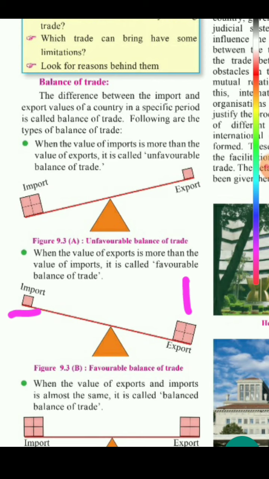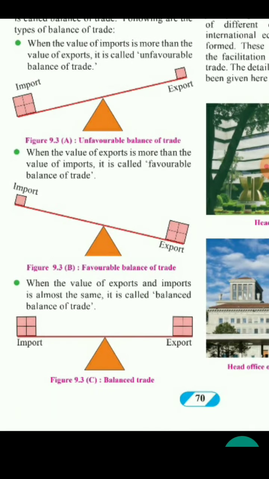Let us move ahead. Next type of trade: balanced trade. We have seen unfavorable balance of trade, favorable balance of trade, and now balanced balance of trade. Can you see the seesaw is perfectly horizontal? Same amount of import and same amount of export is there. Neither side is going up nor down. It is exactly horizontal. The amount of import is equal to the amount of export.